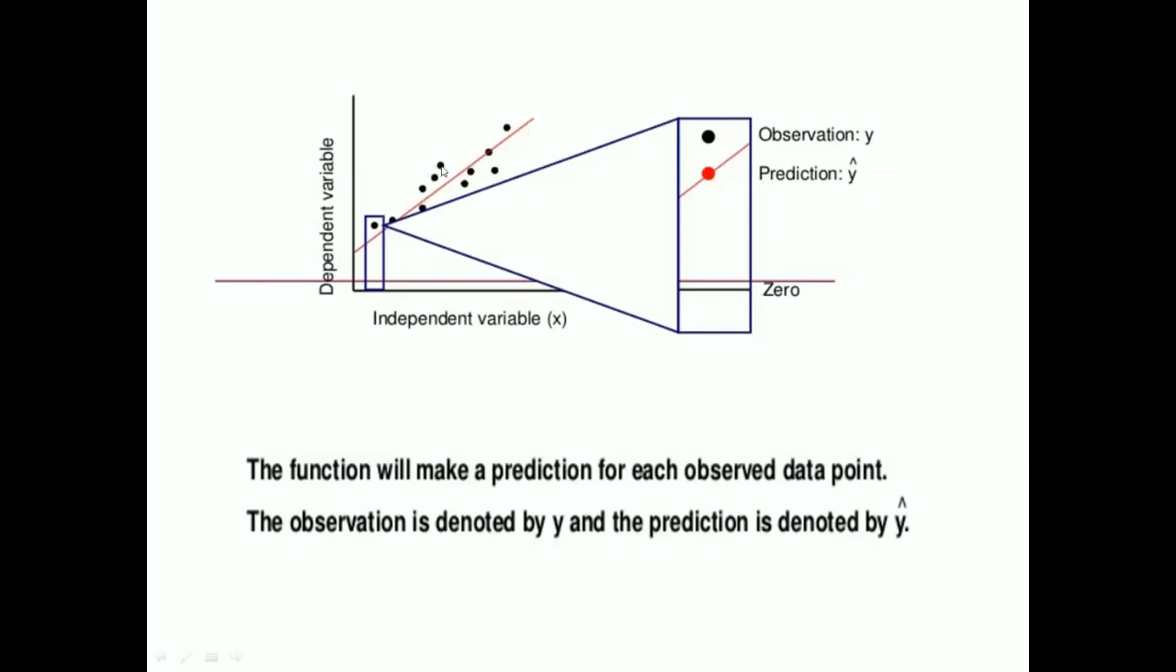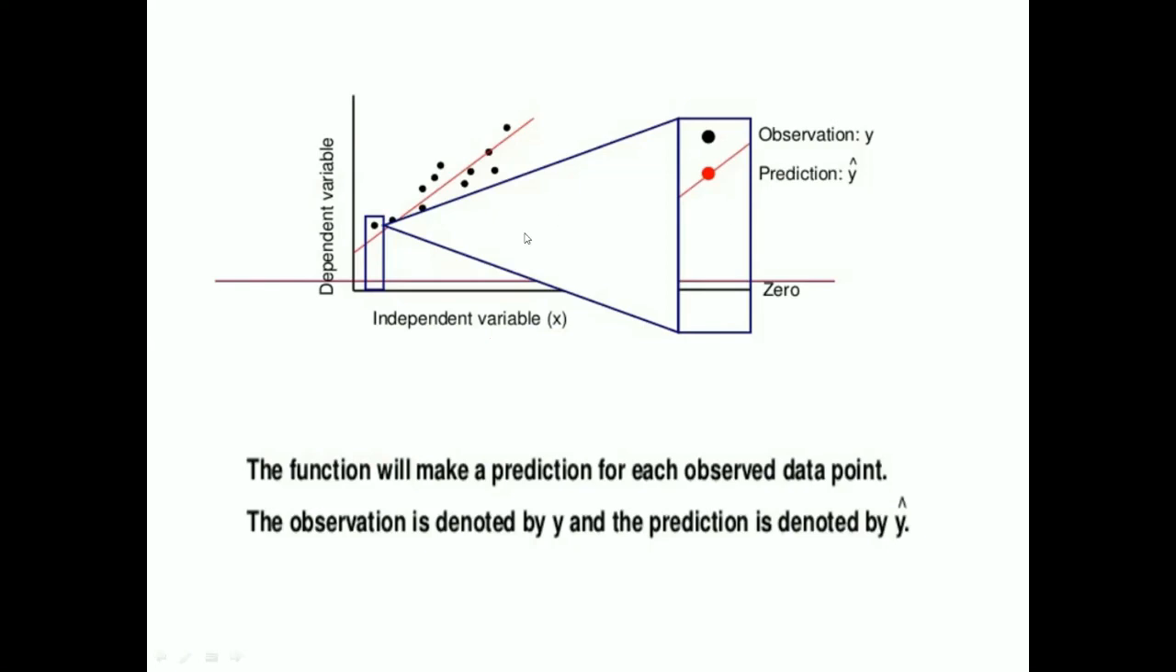Okay, and this is observed data, meaning whatever we have put into our observed y, given in the data set. So this is the dependent variable, that is SBP, consider that, and the independent variable is weight. The function will make a prediction for each observation data point. The observation is denoted by y and the prediction is denoted by y hat.